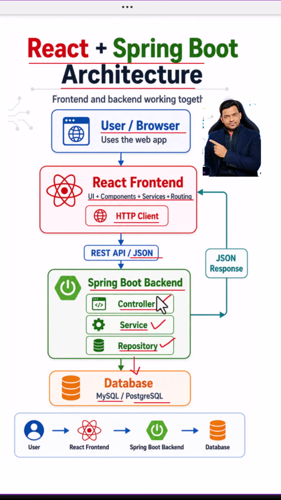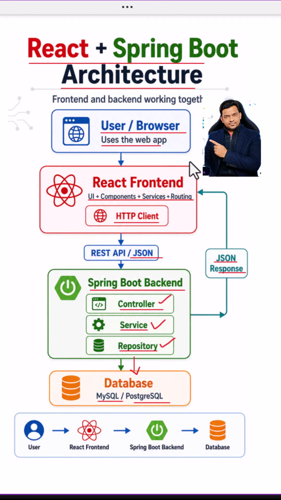The repository returns data to the service. The service prepares the final result and sends it to the controller. The controller sends the result back as a JSON response. React receives this JSON response from the backend. Then React updates the UI and shows the latest data to the user.